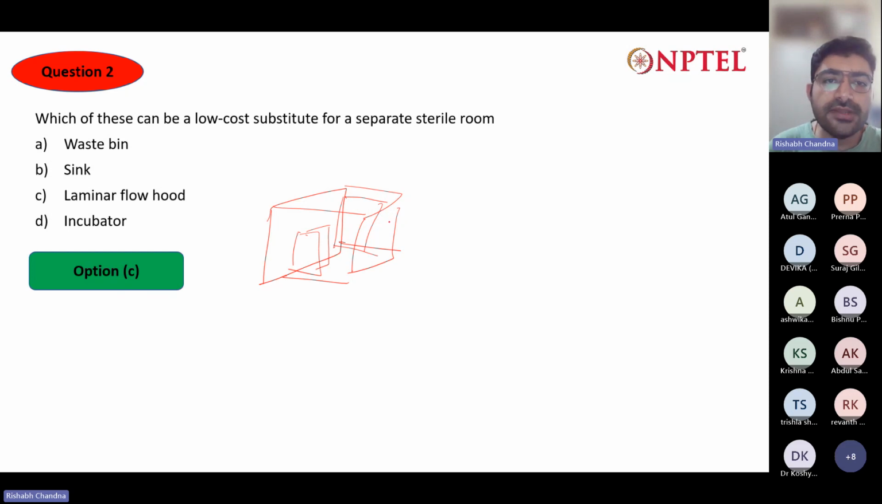Now if we require a big space, and depending on the funding and on what work we do, it requires a lot of area. So a small substitute for that full room is a laminar flow hood, where we can transfer culture, or we can do any number of experiments related to cell in that hood. So the correct option is option C, that is laminar flow hood. Okay, so let's move on to the next question.